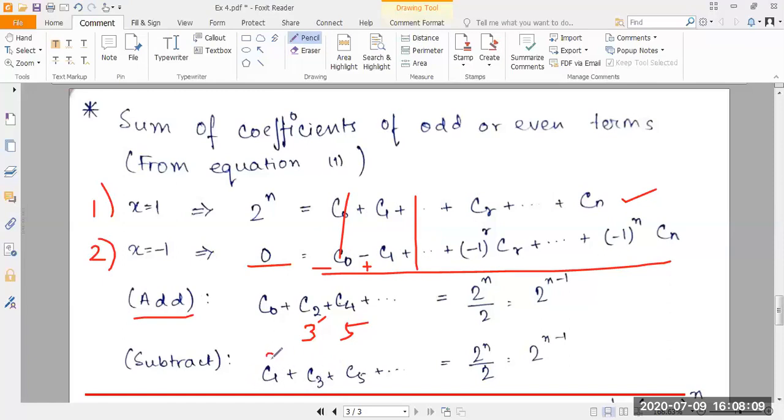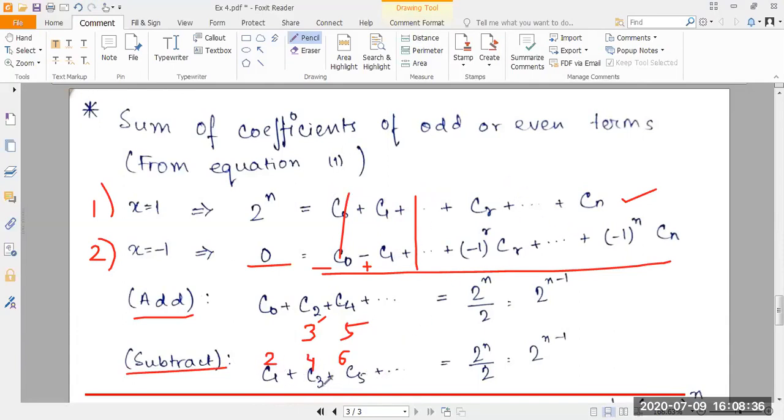Again, don't get confused. This is the second position, this is the fourth position, this is the sixth position. So the positions and the numbers do not match. Always remember that the positions and the numbers do not match. If it's C1, C3, and C5, the positions are even. But if it's C0 to C4, the positions are odd. So when we subtract, we are left with the even positions: the second position, the fourth position, because the first, third, and fifth positions get cancelled.